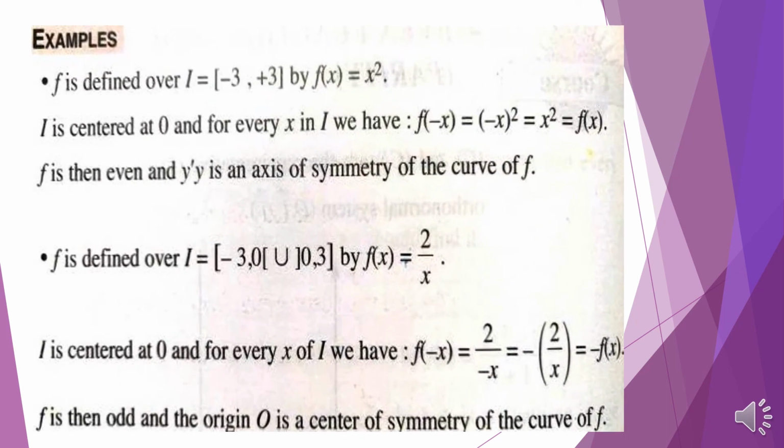Examples. The first one, x square, we saw a moment ago is an even function and the y axis is its axis of symmetry. The second one, which we saw from minus 3 to 3, or minus 5 to 5, or minus 6 to 6, except 0, is an odd function. Okay, a moment ago we saw these two examples.